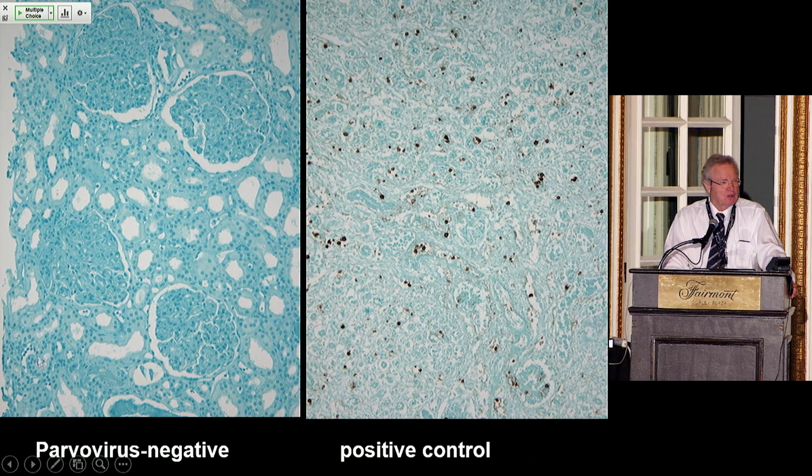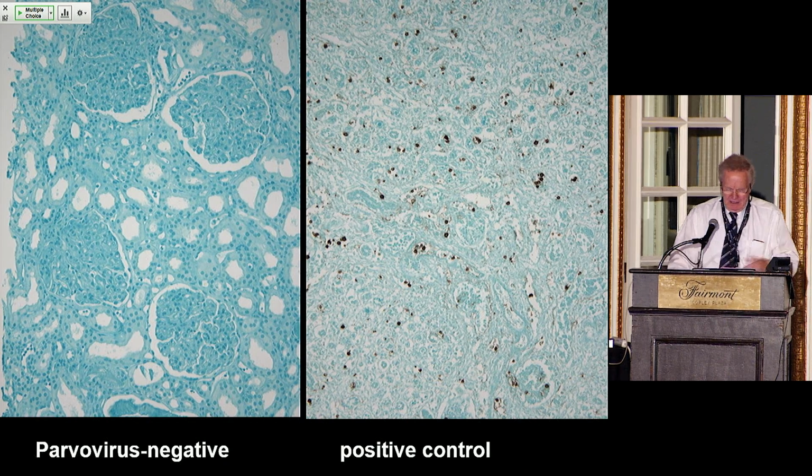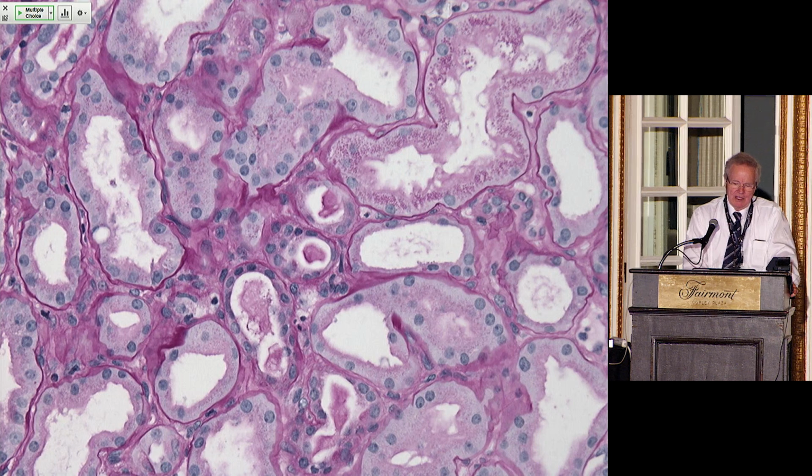The parvovirus was completely negative. The parvovirus probably triggered the disease, the active disease. This is a control slide, a positive control also in the kidney. So parvovirus was not directly involved in the injury, but potentially indirectly involved, like so often these patients have an infectious trigger. The disease is uncovered by a trigger.